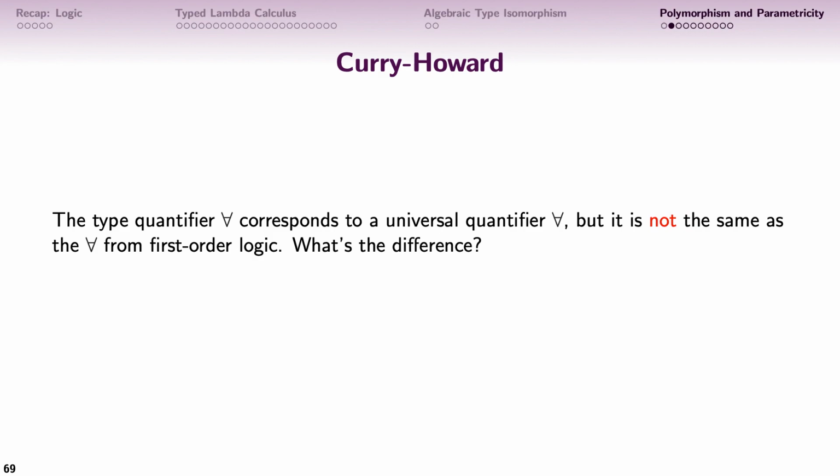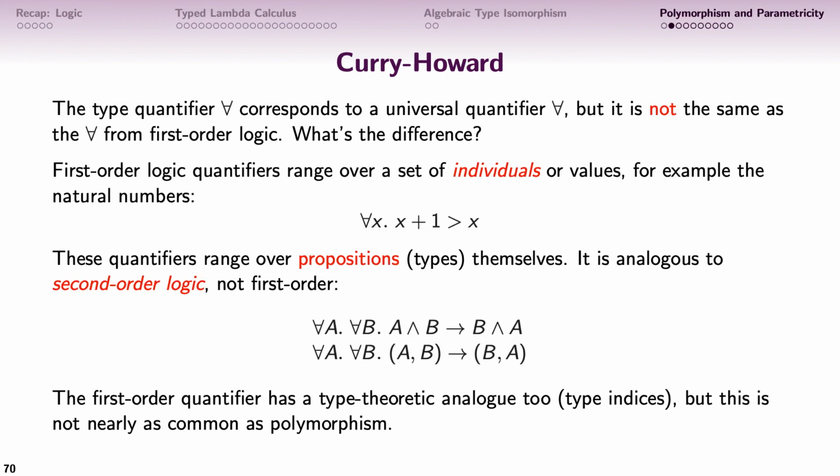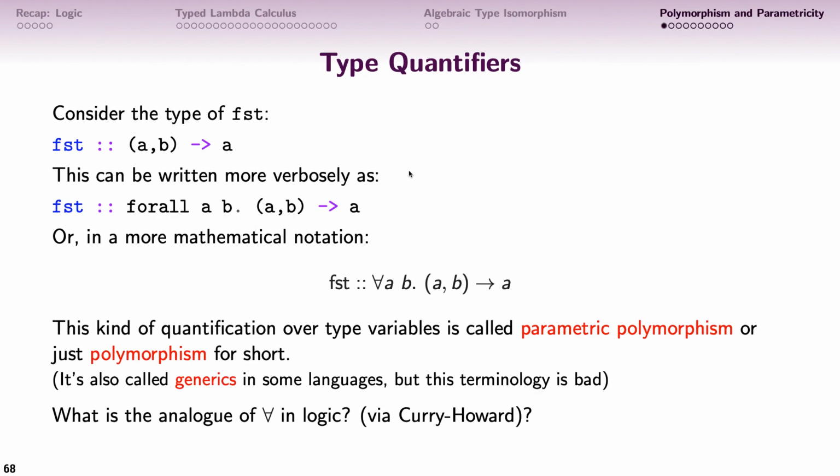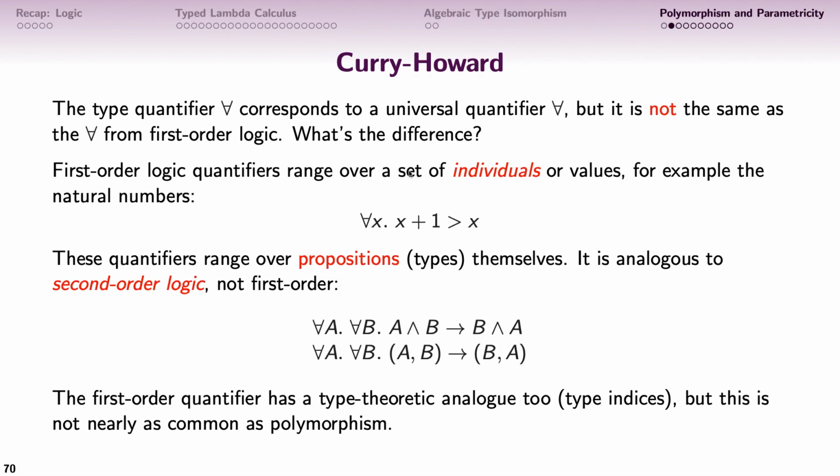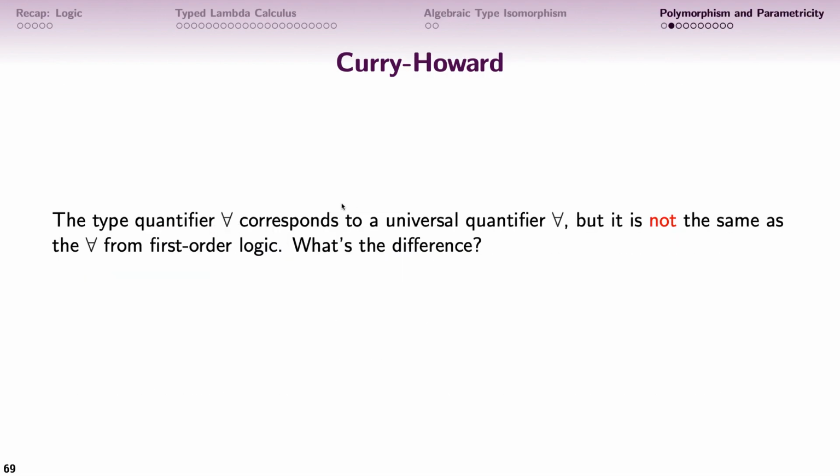In first order logic, a common way of using forall would be to quantify over some individuals, say numbers. We'd say something like for all x, x plus 1 is bigger than x, right? That's a first order logic proposition, right? So all of the propositions we were dealing with before we talked about polymorphism were just propositional logic, but now we're dealing with first order logic, so we're going to add quantifiers.